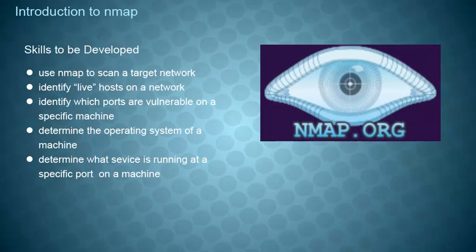Some of the skills that you will develop during this lab: you'll learn how to use Nmap to scan a target network. You'll learn how to use Nmap to identify live hosts on a network. You'll be able to identify which ports on a specific machine are vulnerable or available. You'll be able to determine, within reason, the operating system of the machine, and then also within reason determine what service is running at a specific port on a machine.